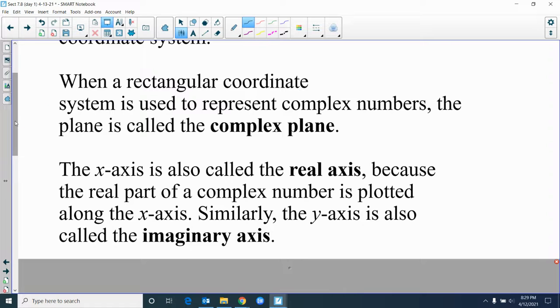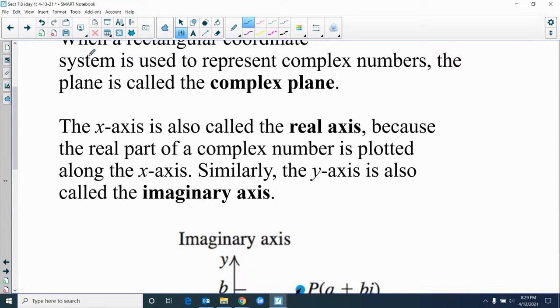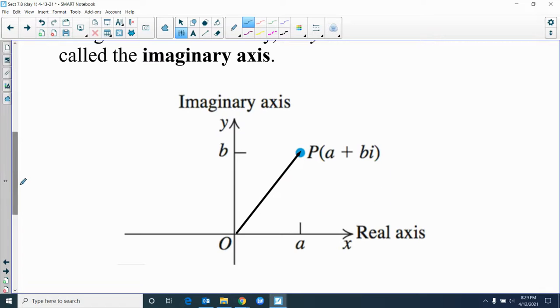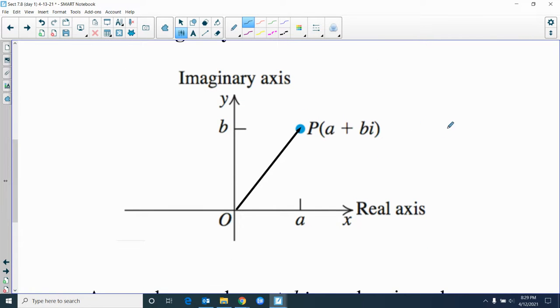The x-axis is what we'll call the real axis, because the real part of the complex number is plotted along that x-axis. Similarly, the y-axis will be called the imaginary axis. So we're going to have a real axis and an imaginary axis. There's our real axis. There's our imaginary axis. And now if you talk about the point 3 plus 2i, you'd go over 3, up 2.